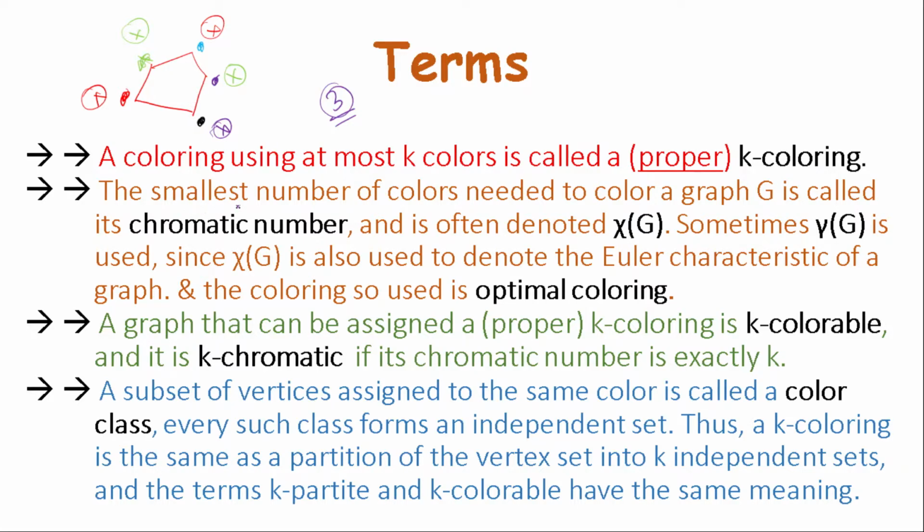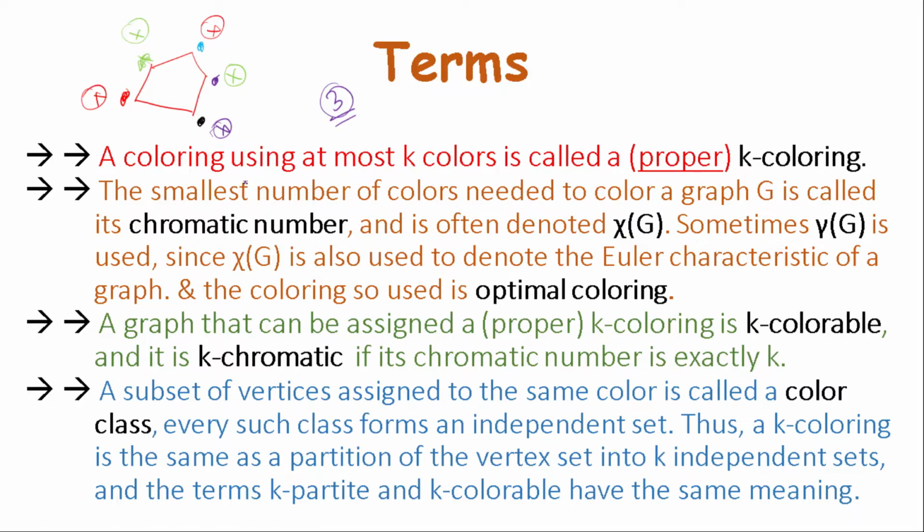Again reading the definition, the smallest number of colors needed to color a graph G is called its chromatic number, which is often denoted by chi of G or gamma of G. Since chi is also used to denote the Euler characteristic of a graph, the coloring so used is optimal coloring. Okay, we can use either of these two notations, but this one is preferred because the other is used in some other place as well. And this type of coloring where we obtain the chromatic number is called optimal coloring.